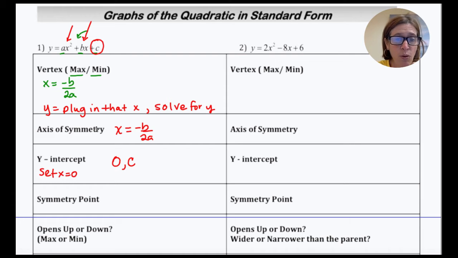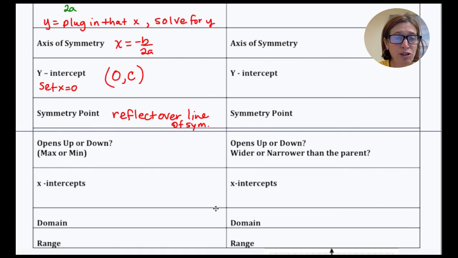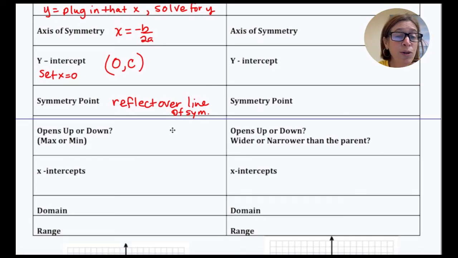All right, now that coordinate point, we're then going to reflect over, so we have to use the reflection. Reflect over the line of symmetry. Okay, sometimes we call it a reflection point. Actually, does it open up or down? Then we always look at the value of a. If a is positive, we know that it opens up, and if a is negative, we know that it opens down.